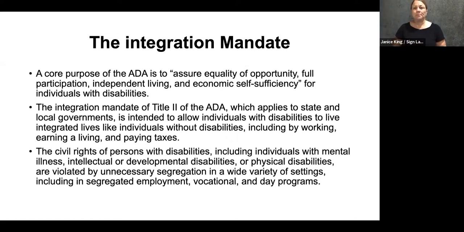Again, the core of the ADA is to ensure economic equality of opportunity, full participation, independent living, and economic self-sufficiency. One area where Title II of the ADA applies is, again, state and local governments, and programs that provide employment training. Those employment trainings are covered by the ADA. And if these programs are unnecessarily segregated, then they could be held liable under the ADA. So basically, services being provided to persons with disabilities should be in integrated employment, vocational, and other settings. Next.